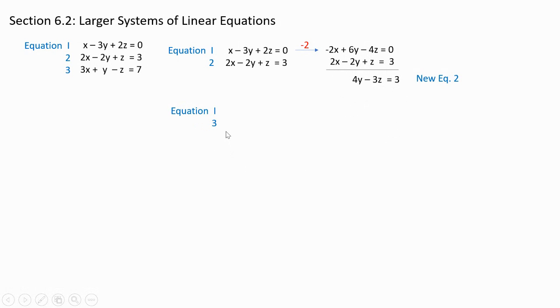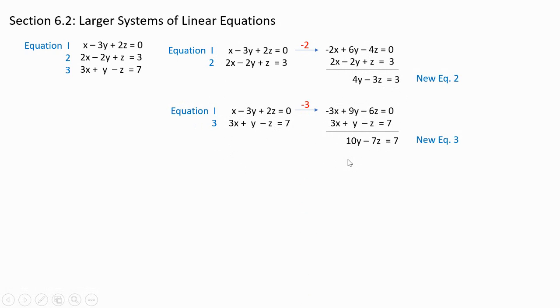Now I repeat the process, but instead of 1 and 2, I'm going to use 1 and 3. And again, we're going to get rid of the x's. Okay, and again, it's easier because we have only an x here. So we multiply equation 1 by -3. So after I distribute, we're going to get -3x plus 9y minus 6z equals 0. We just slide equation number 3 over and we execute the operation. The x's will be eliminated, but we're going to have 10y minus 7z equals 7. Right, so that's considered my new equation 3.